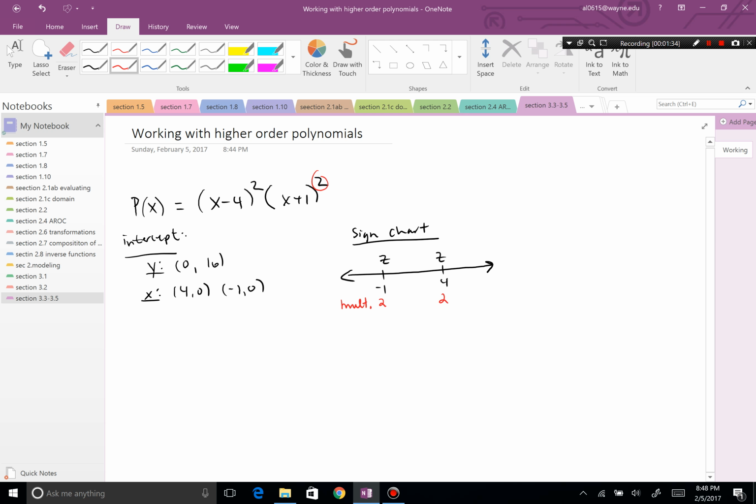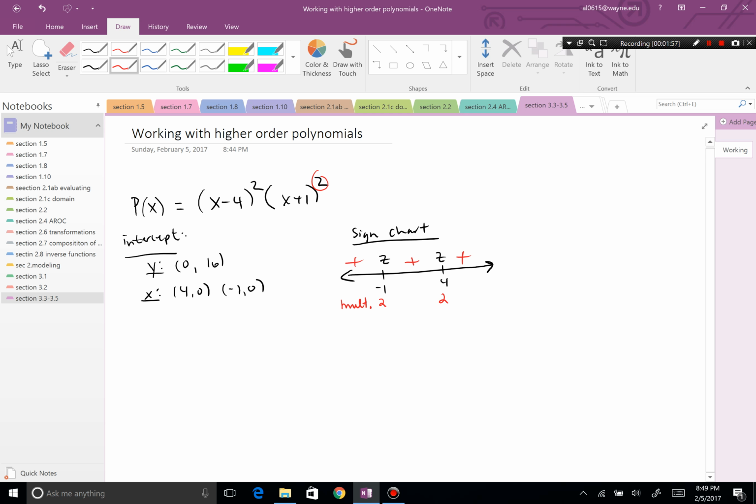So what does this mean? Well, this is all going to have the same sign, it looks like, because even roots, even multiplicities, keep the same sign. They don't alternate. They stay the same. And because we know that when we plug in 0, we get a positive out, that means it's going to be positive and positive.